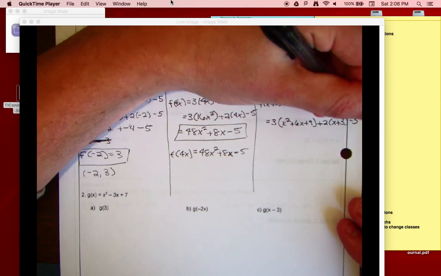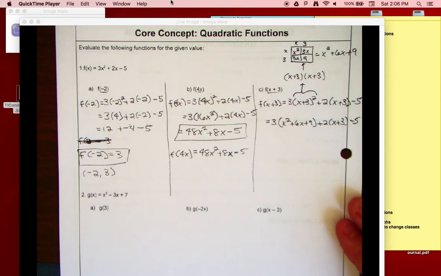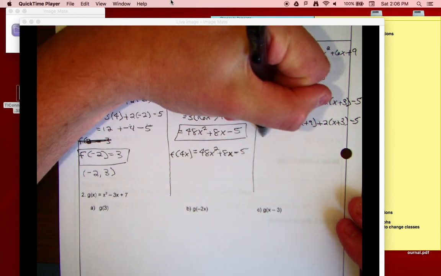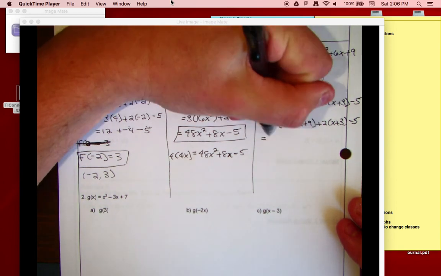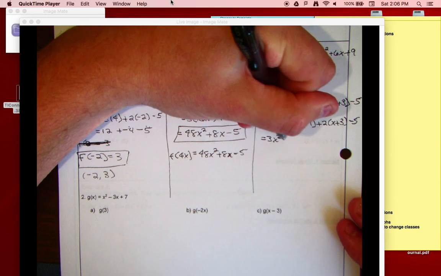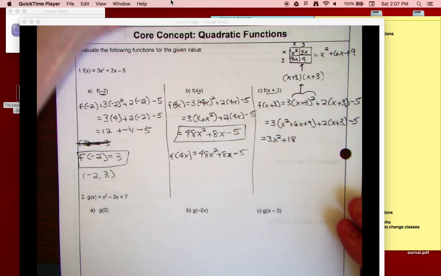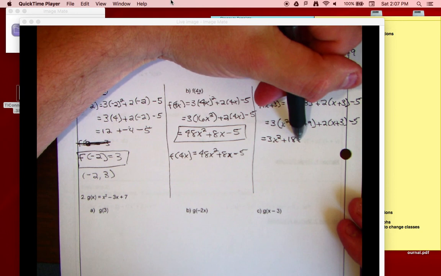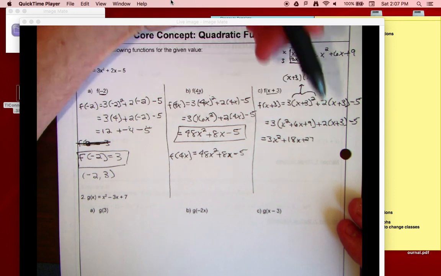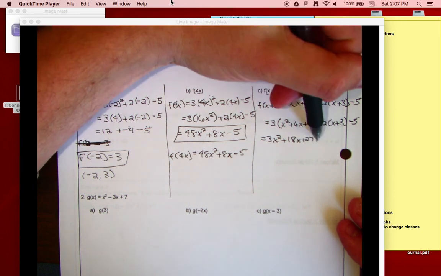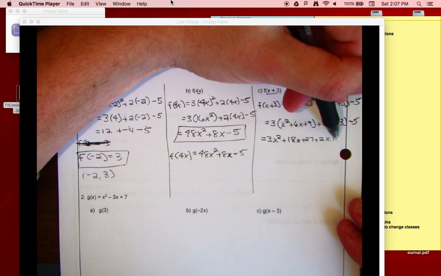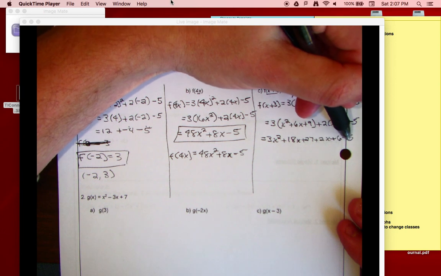like I did before. So I've taken care of my exponents there. Now I can take care of my parentheses. I go 3 times all of this, so that's the distributive property. So 3x squared, 18x plus 27. And then plus 2x plus 6 and minus 5.